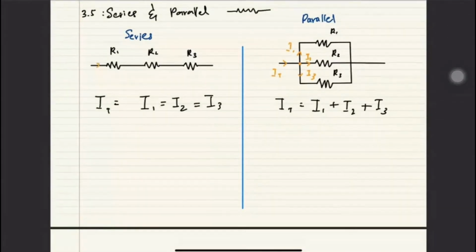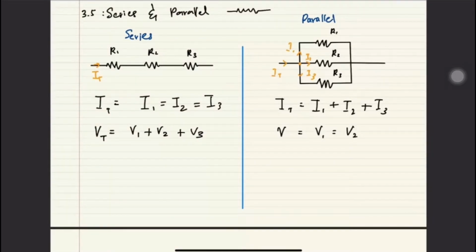How about the voltage? Voltage in series is the sum, so V1 plus V2 plus V3. I use this one as V terminal like you learned yesterday. On the other hand, the voltage is equal for parallel, opposite to the current.